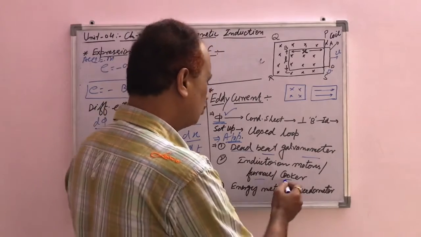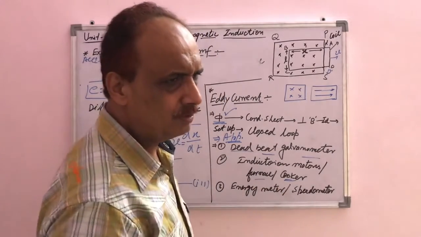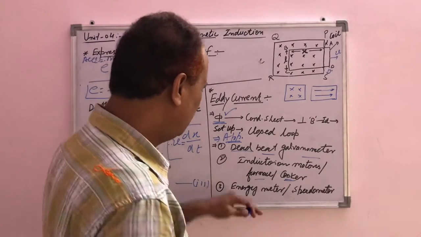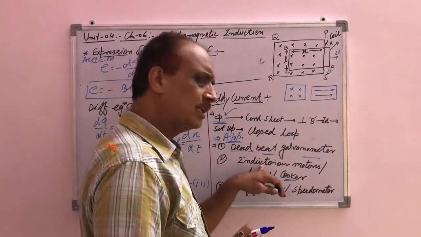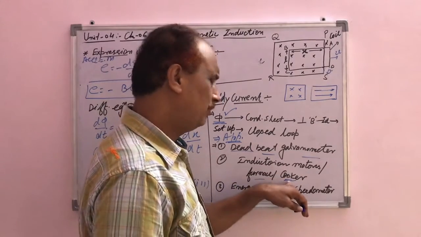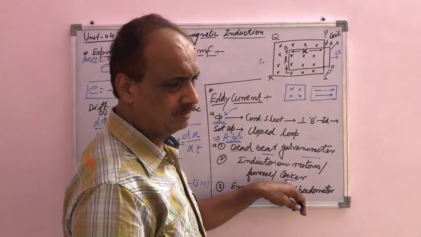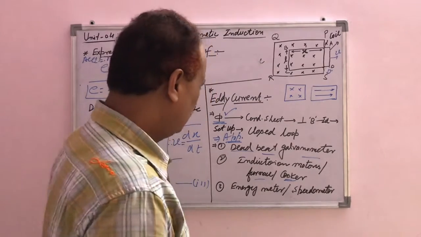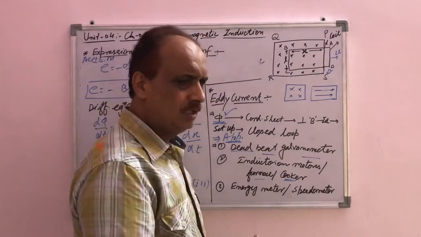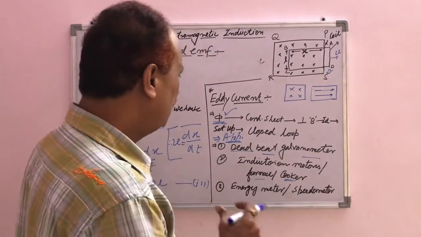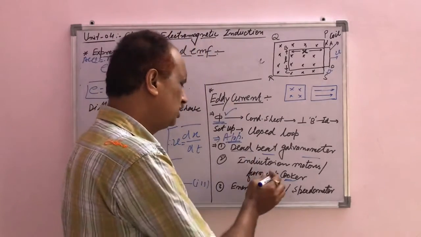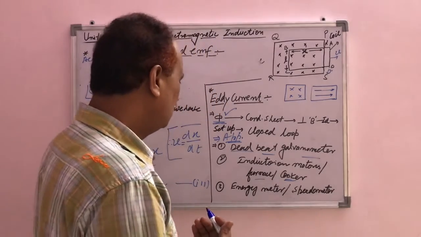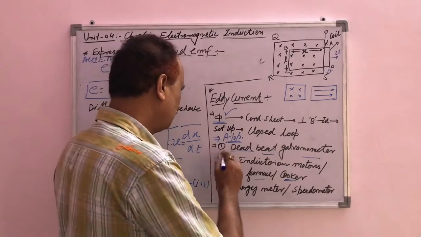Similarly, the induction cooker is a very good example. Generally, it is used in every kitchen. When a pot with an iron surface is put on the induction, it will be heated. It means the heat is produced due to the eddy currents produced in the base of that particular pot that is put on the induction. So it is a very good example.